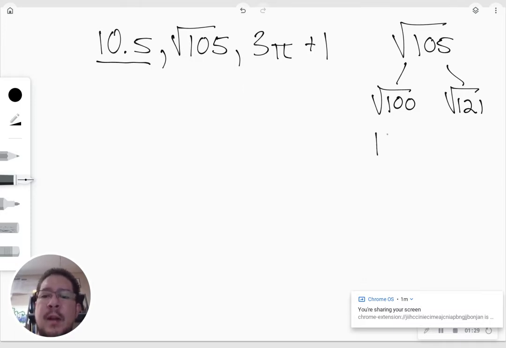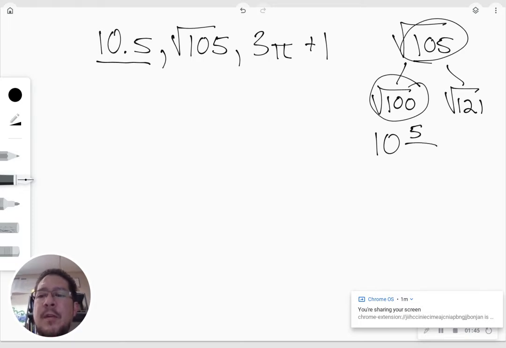The first digit I have here is 10, and now I need to figure out the fraction. Well, for the numerator, we always take the middle number minus the smaller number. So 105 minus 100 gives me 5. And then for the denominator, we take the large number minus the small number. 121 minus 100 gives me 21. So 10 and about 5 21s.